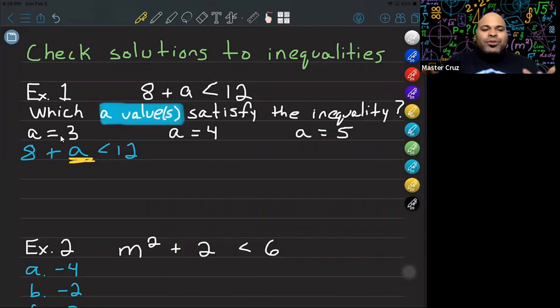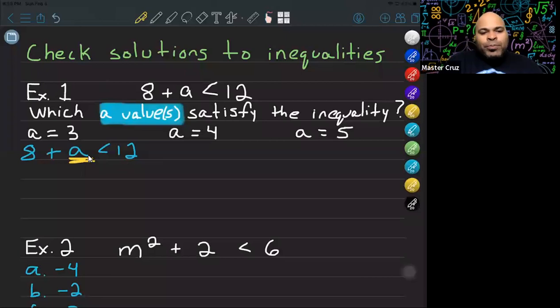And they have three options: a equals 3, a equals 4, and a equals 5. So we're going to start with a equals 3. How do I check if 3 is a solution to this inequality? Well, the first step is to substitute. The way that we do that is we're going to take this 3 and substitute it into the a value, because they told us that a equals 3.